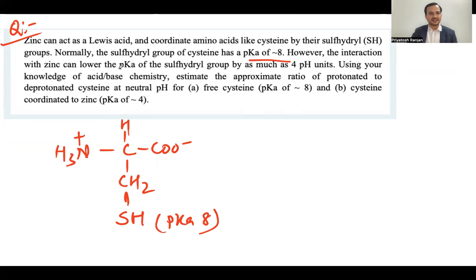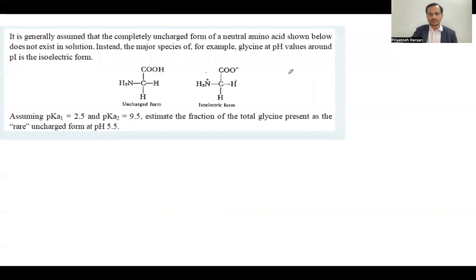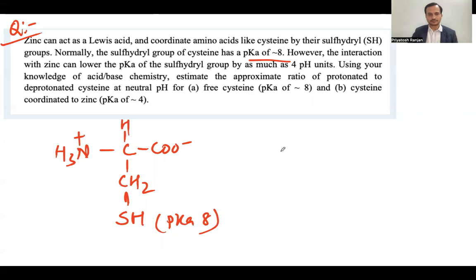However, the interaction with zinc can lower the pK of sulfhydryl groups by as much as 4 pH units. So let me draw another structure, or you can think of another structure where the zinc is coordinated to this structure, lowering the pK by 4. So initially it was 8. It lowers this value by 4 pH units, so it's going to be 4.